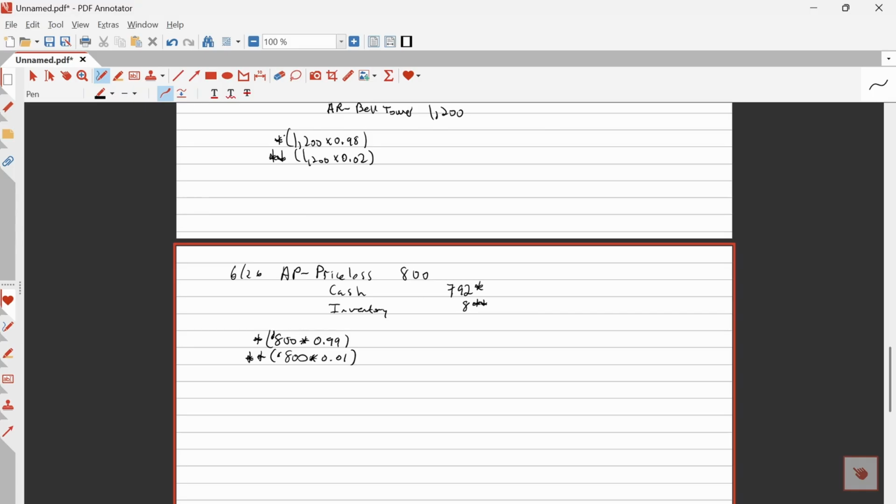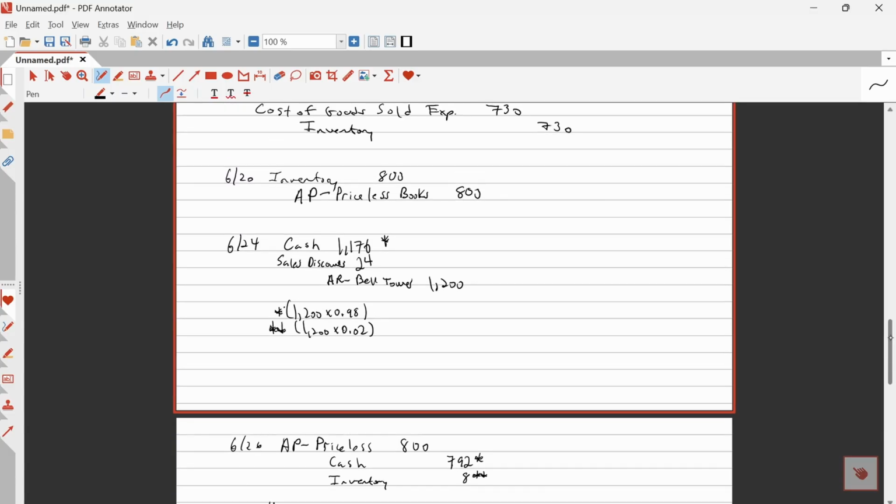The general form of the journal entry when we pay off an account within the discount period, you're debiting accounts payable, crediting cash, crediting inventory. When someone is paying you back for stuff they owe you and they pay within the discount period, there's the general form. You're debiting cash, you're crediting accounts receivable, and you're debiting sales discounts. Now the numbers change based on the problem, but that's the form of the journal entry. You should know those things.